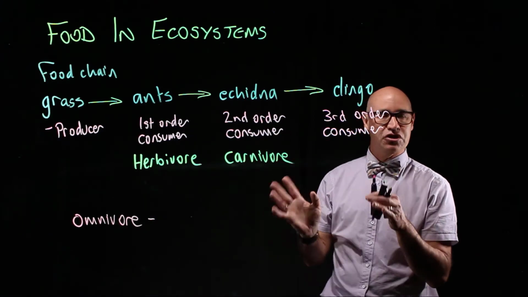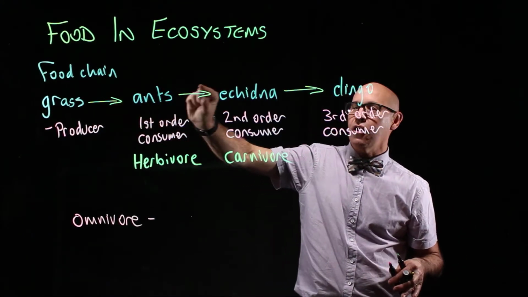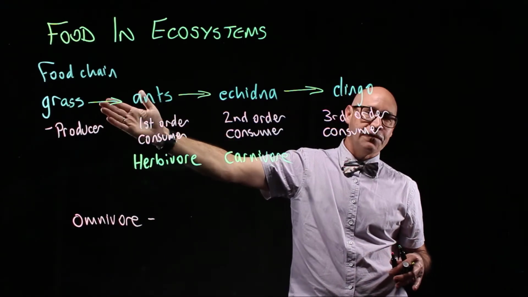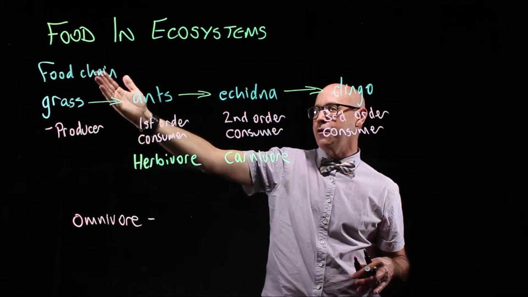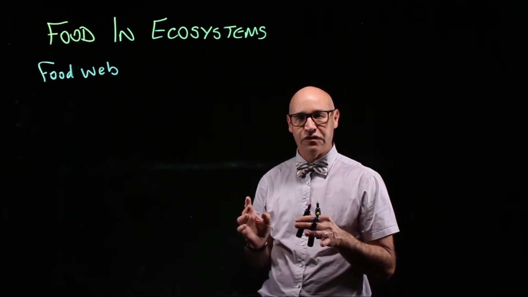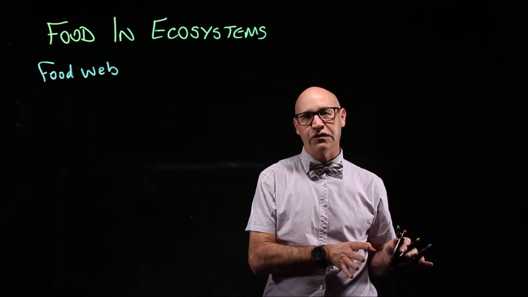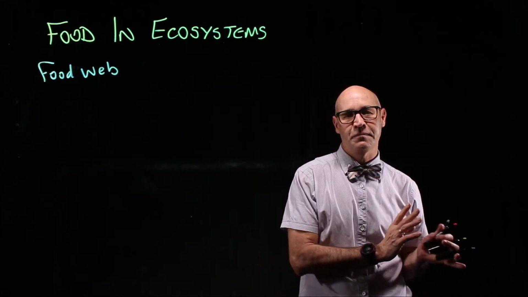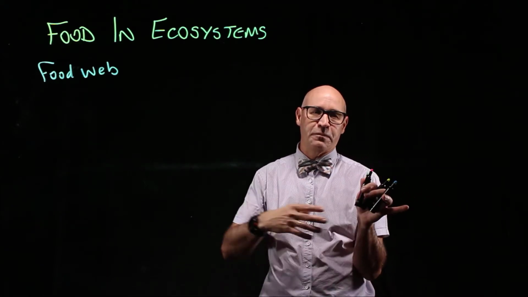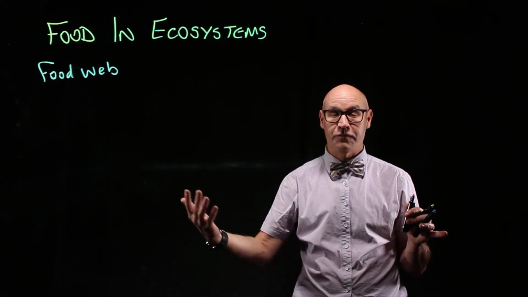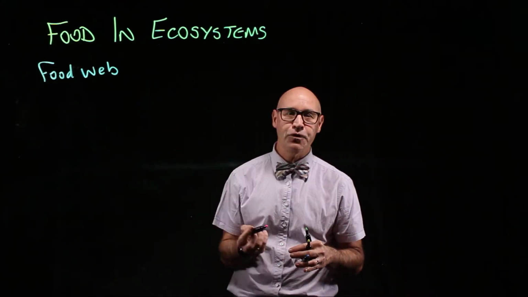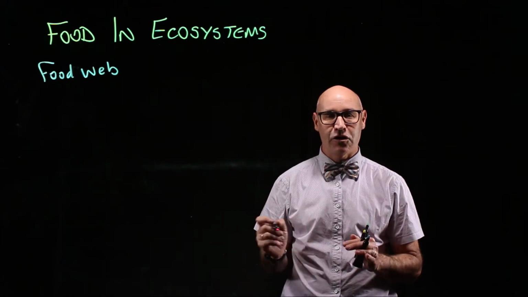Alright, so that's a food chain. We draw it horizontally, and we demonstrate how the energy flows through the ecosystem from the producer through to the consumers. Now, a food chain is too simple to represent how the energy flows through an ecosystem, because rarely do you ever have a species of organisms that only ever feed on one type of species. It's usually more complex than that. So we use what we call a food web to try and represent that complexity.